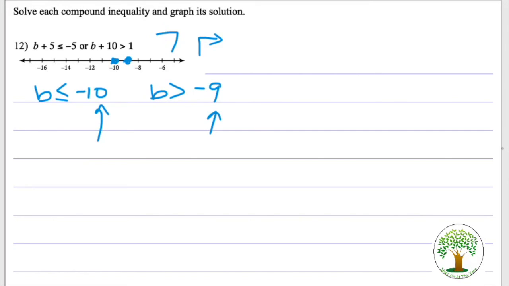But let's just make sure we did our math right. This says that b is less than or equal to negative 10. And I need to make sure that this has got a little hole in it there. It's an open circle. And b is greater than negative 9, so it's going to go like this. So definitely it's an or graph, and it did go out. We did what we were supposed to.